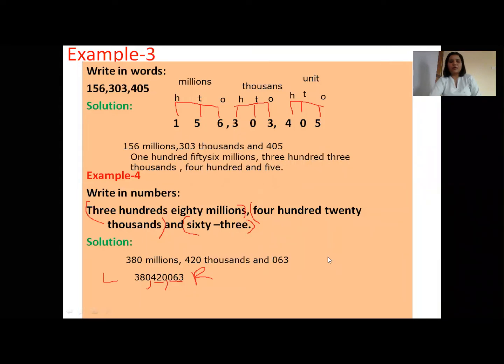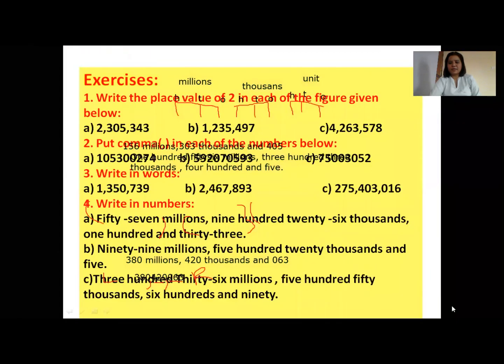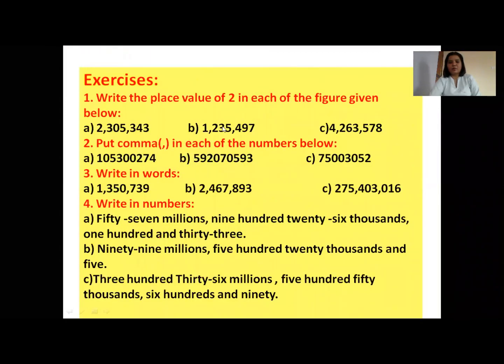So we have come to the end of our class. Here are some exercises related to the topic which I have taught today. If you have a book, you can practice from the book as well. If you do not have a book, you can look at the exercise and practice at home. Let me go to the exercise. Number 1. Write the place value of 2 in each of the figures given below. So you have to write the place value of 2 in each question here.